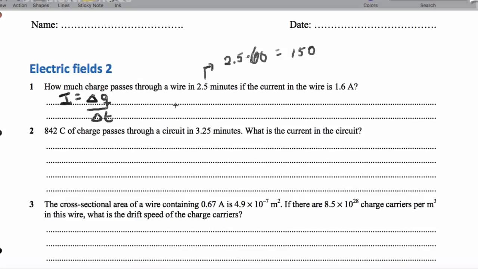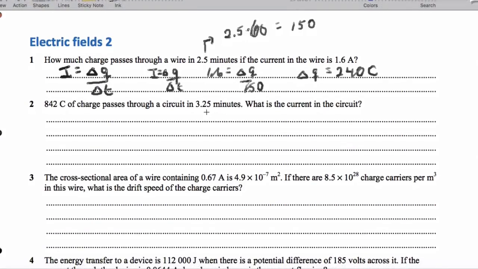So we want to know how much charge passes through this wire. We're going to literally take I is delta Q over delta T. We've got 1.6 amps equals delta Q over 150. And so we end up getting delta Q is equal to 1.6 times 150, which is 240 coulombs. That's quite a bit. All right.